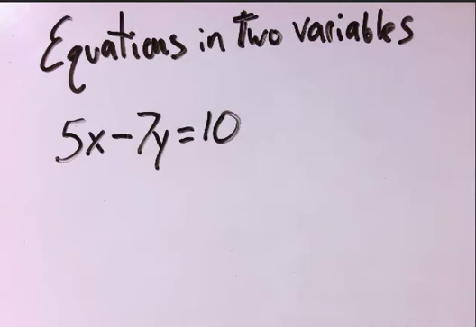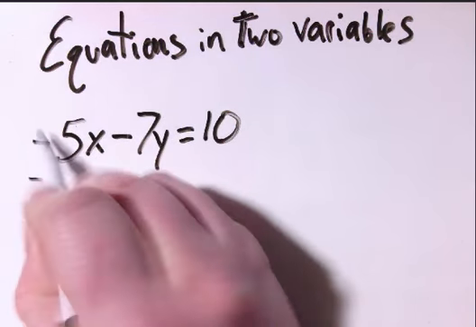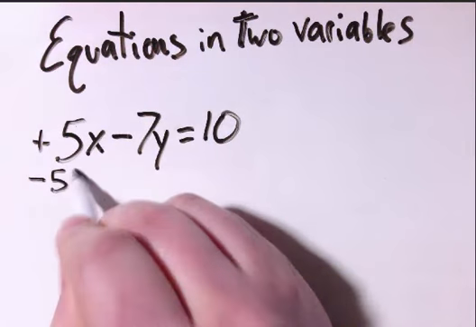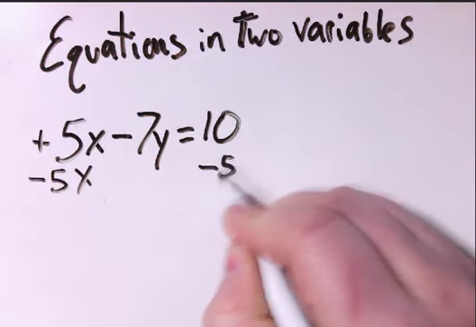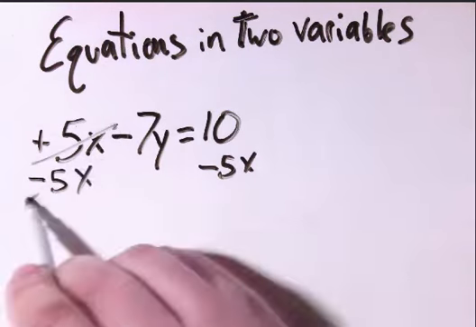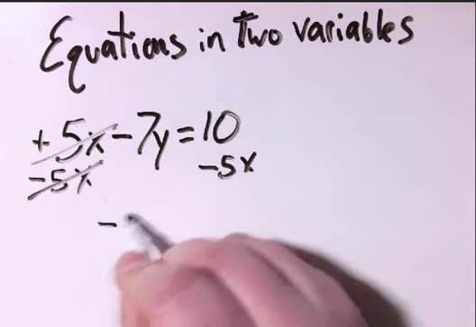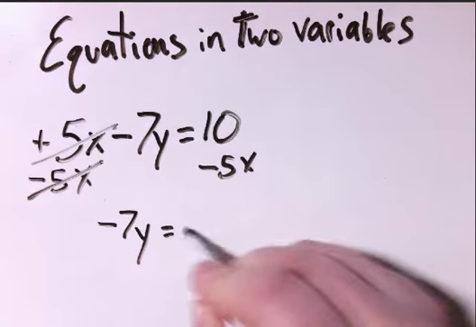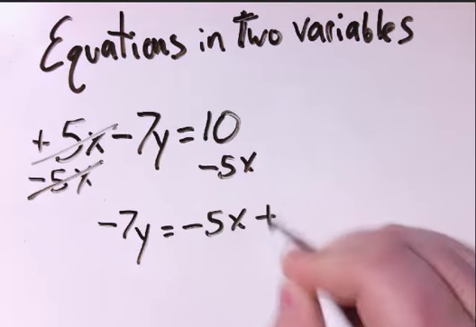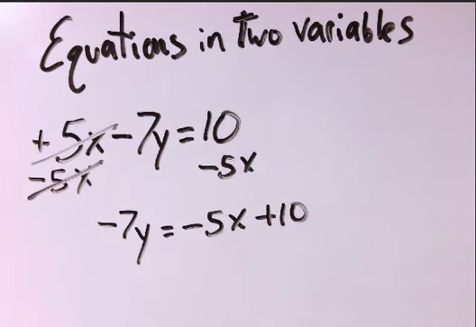Well, in this case, remember we want to make sure that we get y by itself. So the first thing that we could do is move 5x from the left to the right. So we subtract, since this is positive, we're going to subtract 5x from both sides. So these are going to cancel because they now equal 0. So now we are left with negative 7y is equal to negative 5x plus 10.